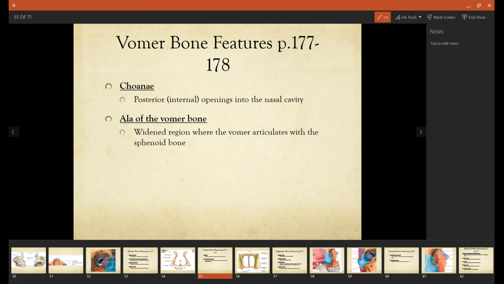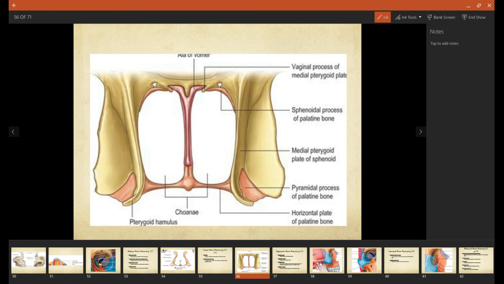We're actually going to move on to some of the features of the vomer bone. The choanae are going to be the internal openings into the nasal cavity, so they're inside the skull. And then the ala are just going to be where the vomer bone actually sticks out, and they look like small wings on it. Those are called the ala.